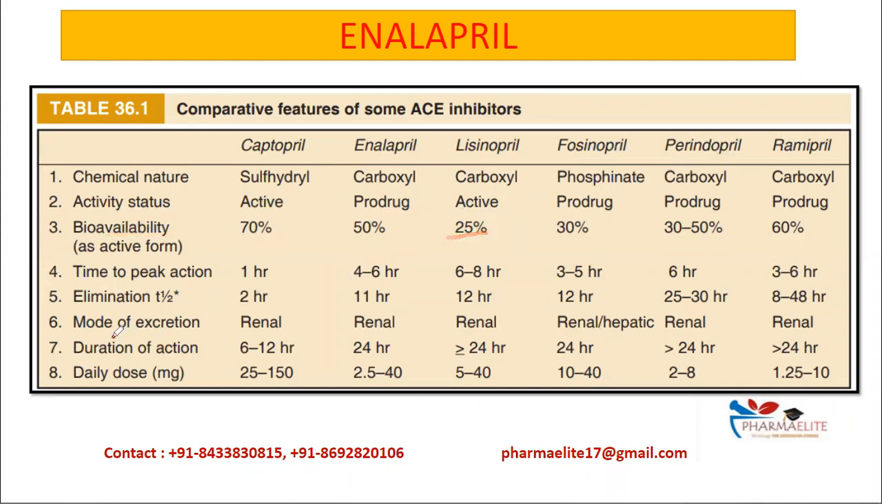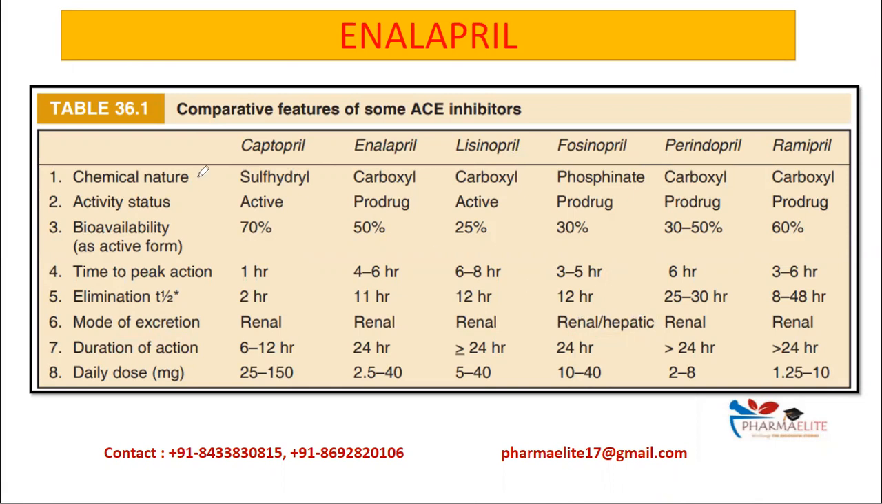Then if we talk about the bioavailability, maximum bioavailability is seen with captopril and minimum is with lisinopril. And if we talk about the mode of excretion, all the ACE inhibitors are excreted via renal route except fosinopril, which is excreted both via renal and hepatic route. So there's this exception here, so you need to remember this. Only fosinopril is excreted via both renal and hepatic route.